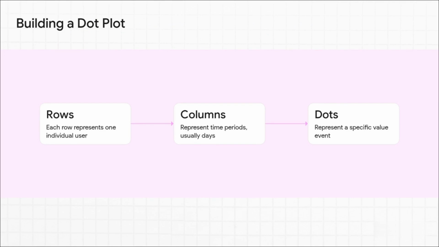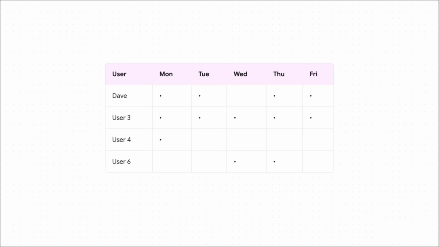It's basically a visual spreadsheet. Step 1, you assign each row to an individual user. Step 2, every single column represents a time period, and tracking by days is usually your best bet. Step 3, you literally just drop a dot into the cell every single time that specific user completes an action that represents actual value.